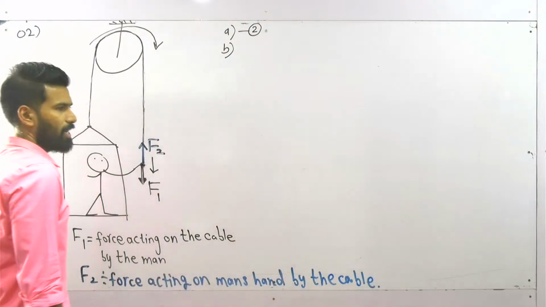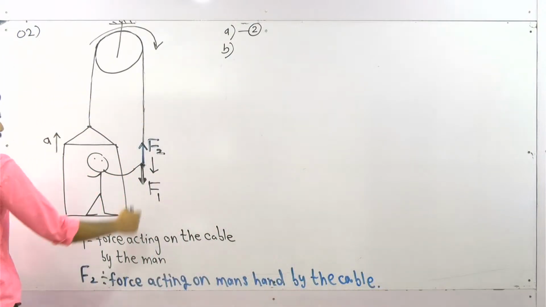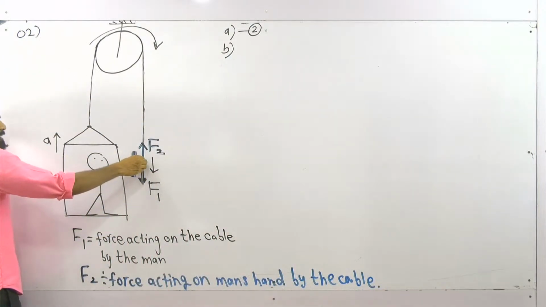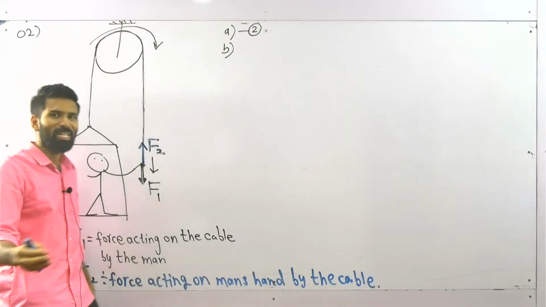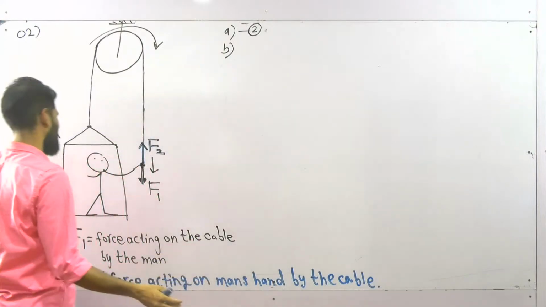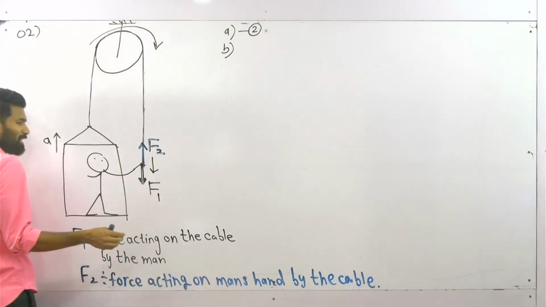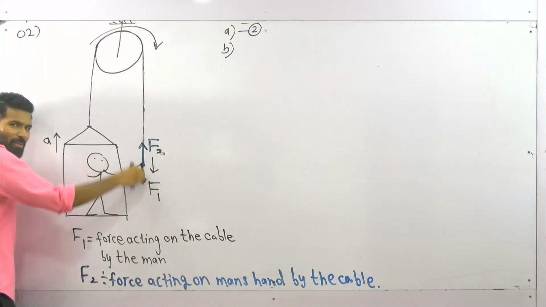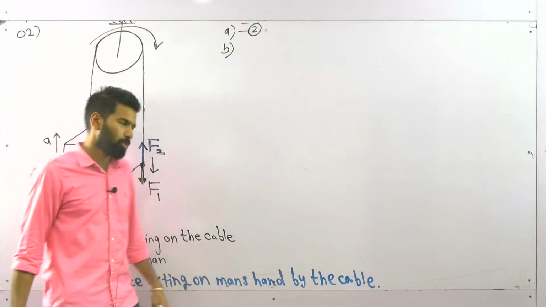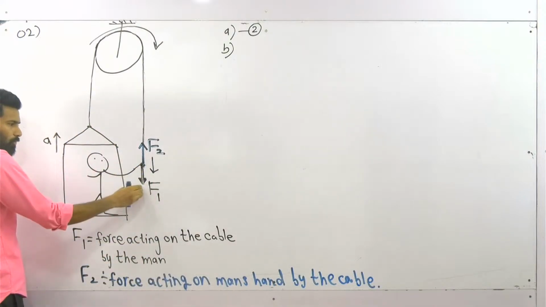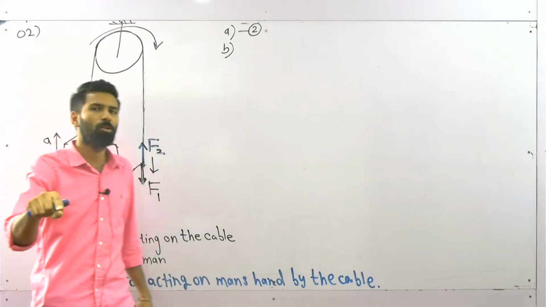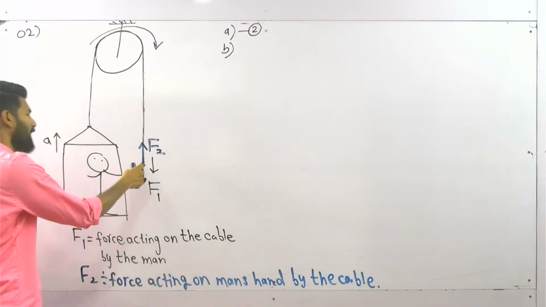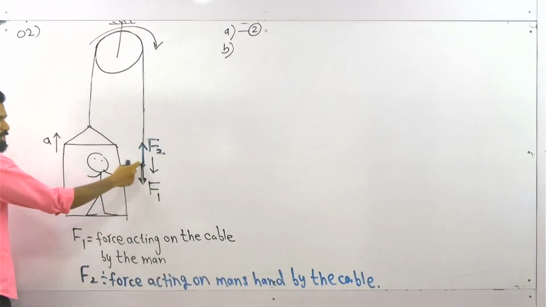Force acting on the man's hand by the cable. The man pulls the cable downward. So from Newton's third law, there will be a force acting on his hand in the upward direction.